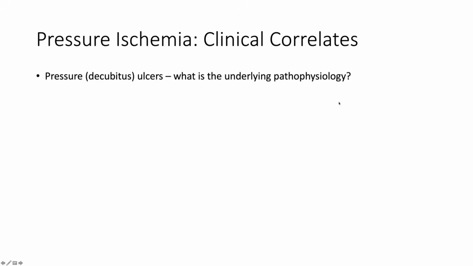So Danielle, what's the underlying pathophysiology of a pressure ulcer? Yeah, so it's just what we talked about: the weight of the person's body or extremity is basically constricting blood flow to a certain area, or I guess the pressure of the weight of the extremity and not moving causes the ulcer to form.